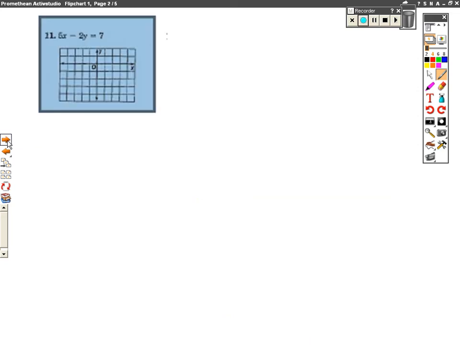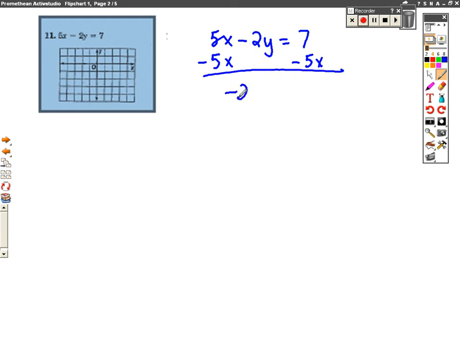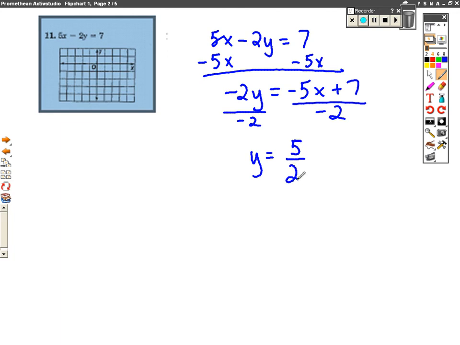Next one. 5x minus 2y equals 7. We're going to do the same thing. Whenever you're graphing, you have to solve for y. So I'm going to subtract 5x from both sides. -2y is equal to -5x plus 7. Then divide everything by -2. Now you're going to get a couple of weird fractions, but there's nothing wrong with this. -5 divided by -2 is positive 5 over 2 x. I'm sorry, minus 7 over 2, because it's positive 7 divided by -2.